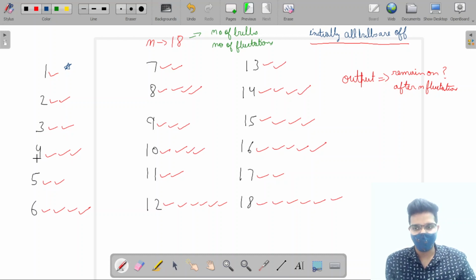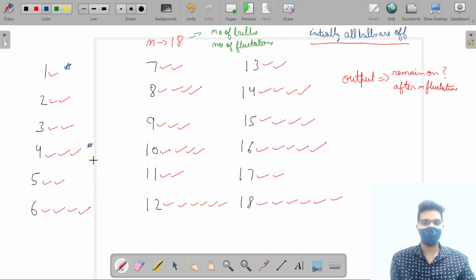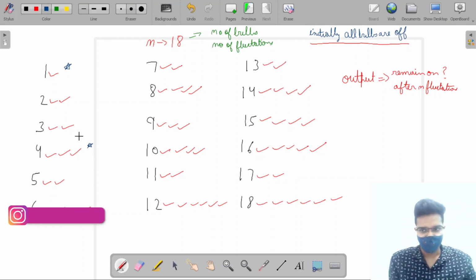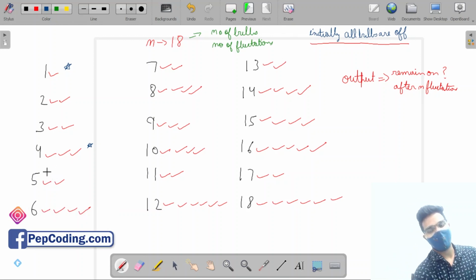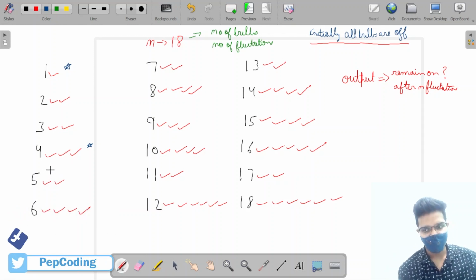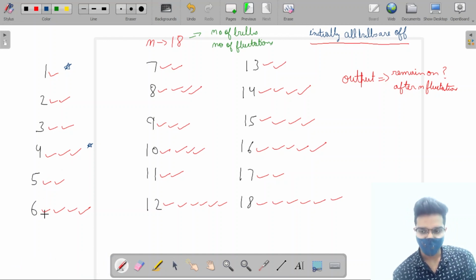Now let's see for 4. 4 was initially off, then it got turned on, then turned off, and then finally it got turned on. So 4 will also remain on. 4 will be part of our answer. Now for 5. 5 was initially off, then it got turned on, then again it got turned off. For 6 too, it was off, right? Then it got on, then off, then on, then off. So it will remain off. So no need to consider 6.